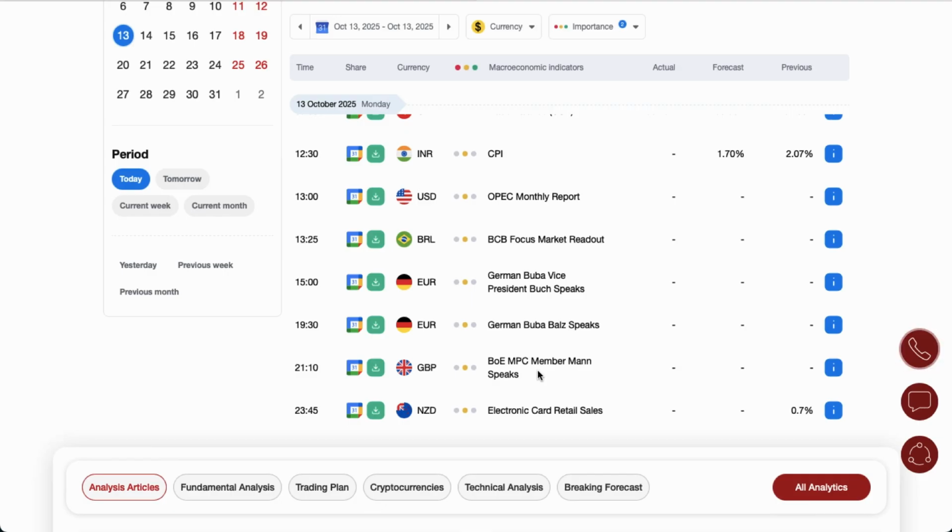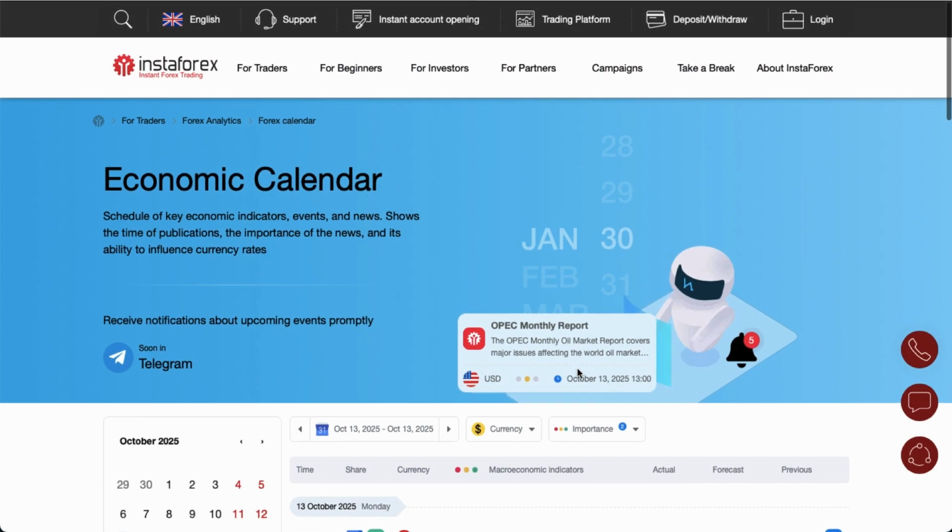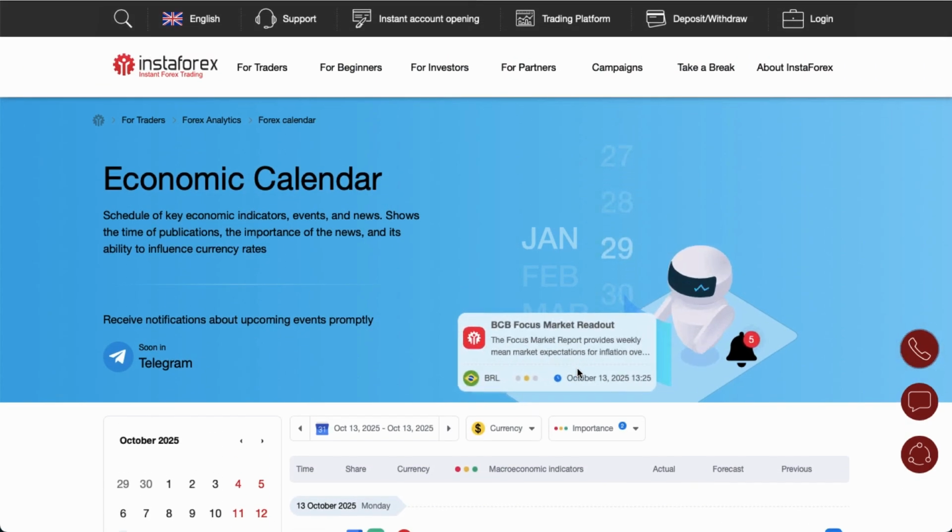And at the end of the day, quarter to midnight, electronic card retail sales data from the New Zealand are scheduled for release. So that's about it. So without any further ado, let's switch to the charts. We start with euro dollar.